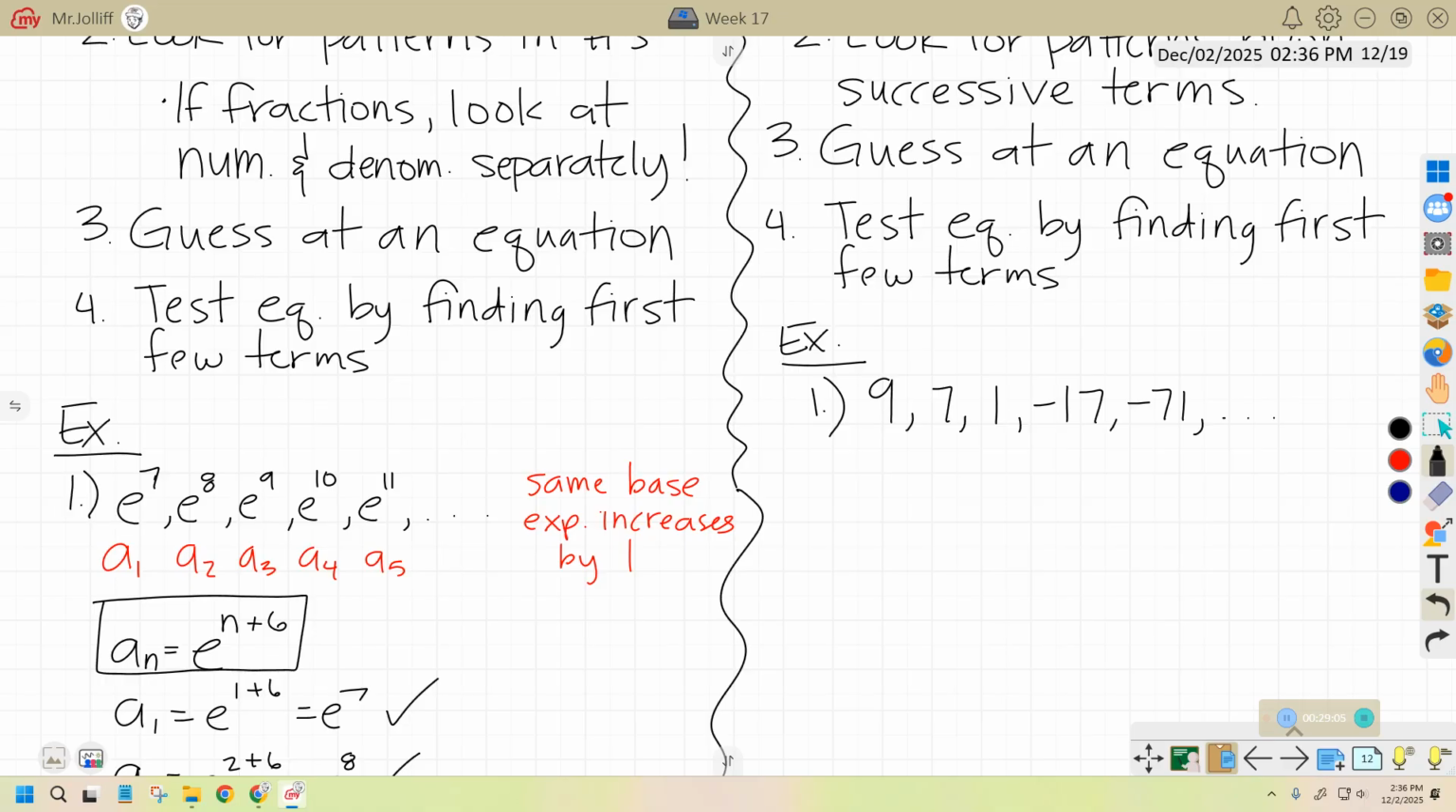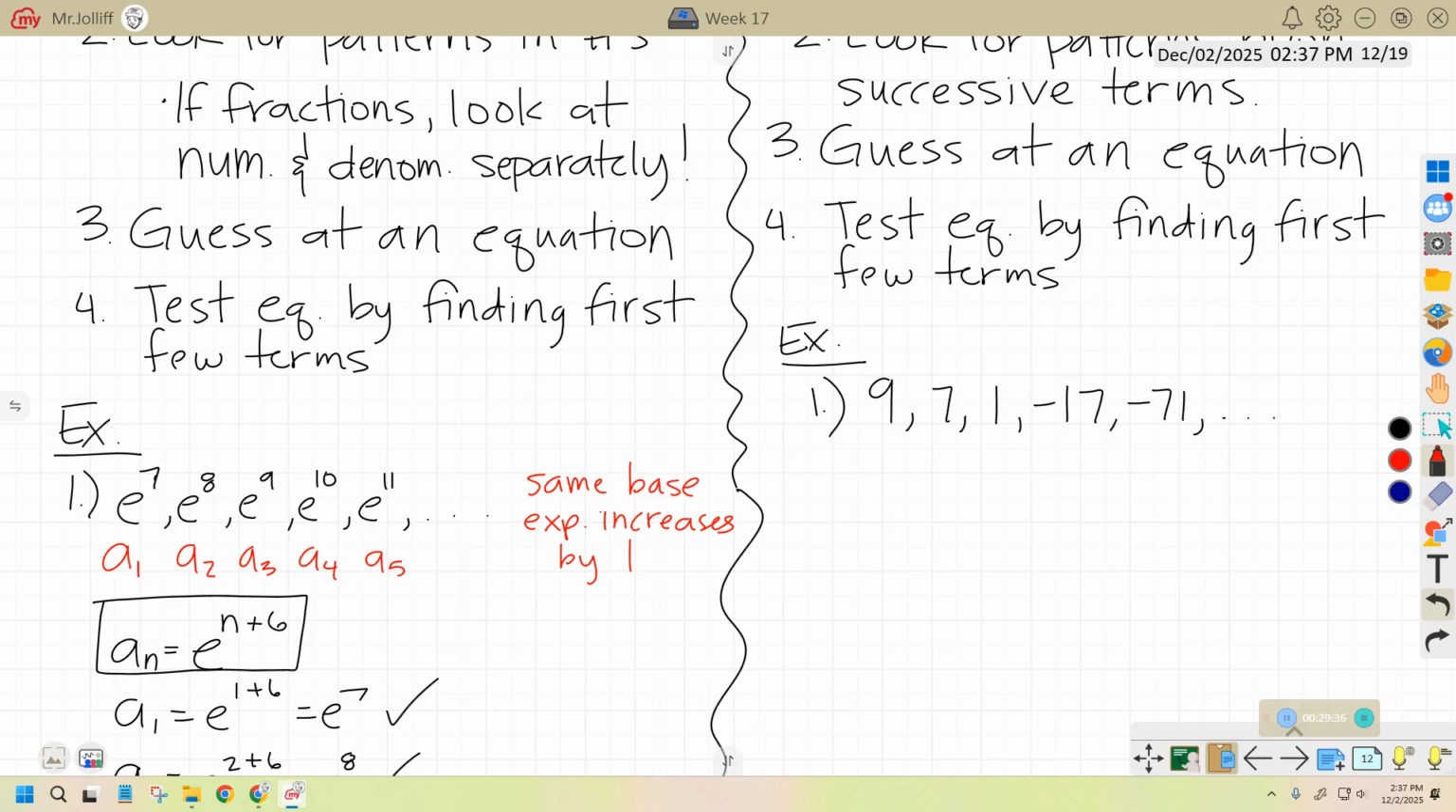So our sequence is 9, 7, 1, negative 17, negative 71. Presumably it's going to keep getting more negative and more negative as we go. And in this case, I am not looking at comparing n, which is 1 to 9. I'm looking at comparing 9 and 7. How did I get from 9 to 7? How did I get from 7 to 1?